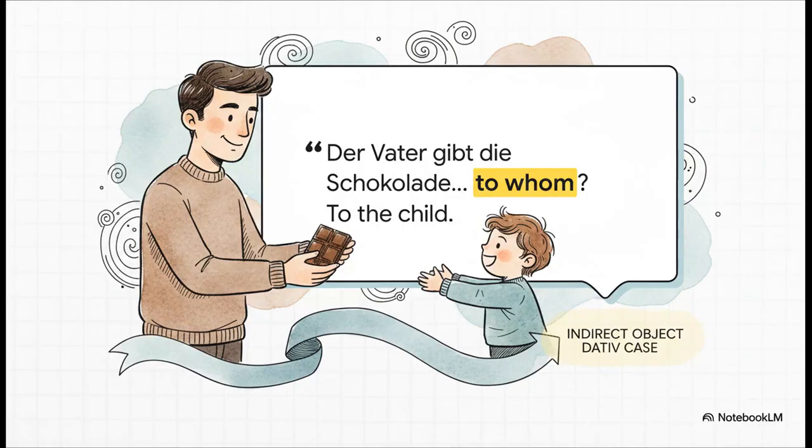Let's just build on our little story here. Der Vater gibt dem Kind die Schokolade. So the father gives the chocolate to whom? To the child. See, the child isn't being given, the chocolate is. The child is just the recipient. So dem Kind is our indirect object, and it's in the dative case.